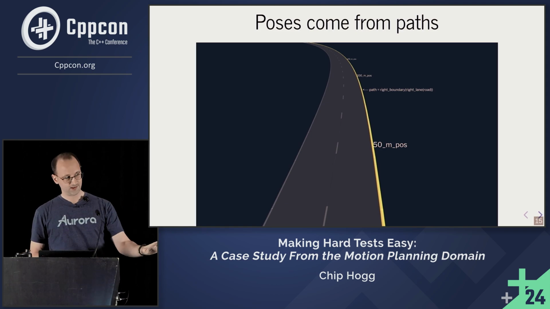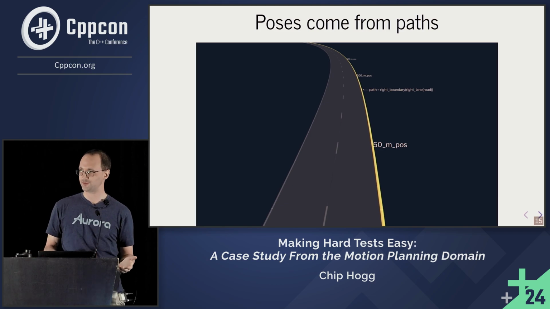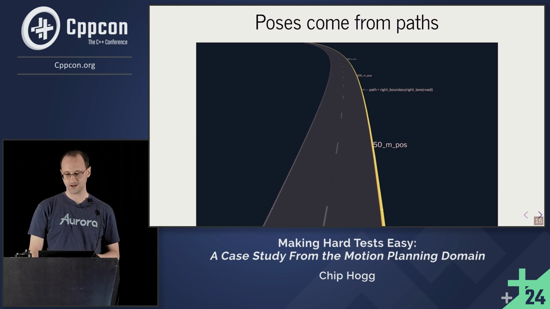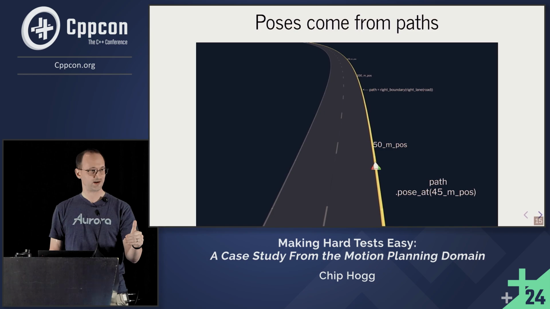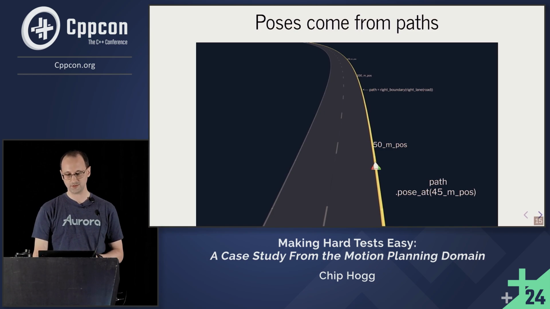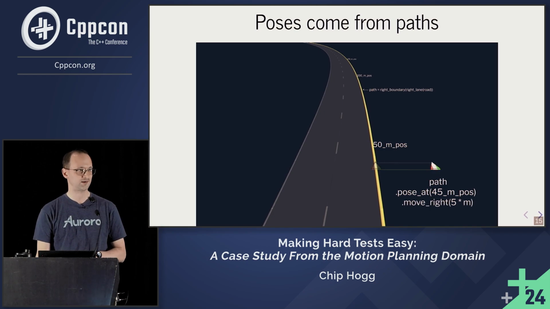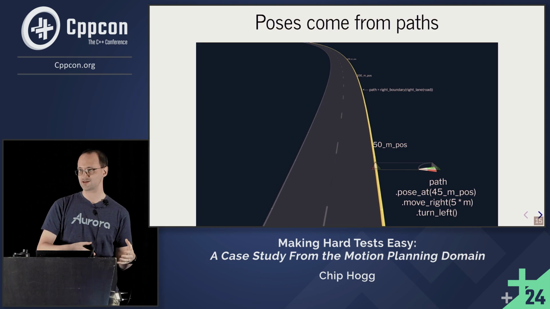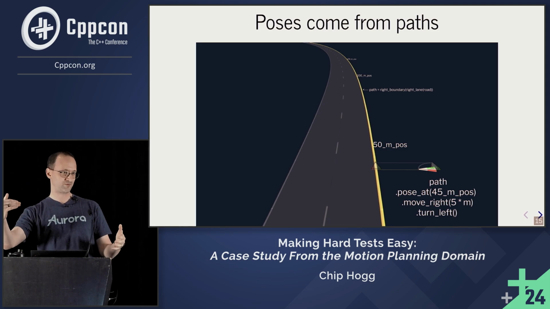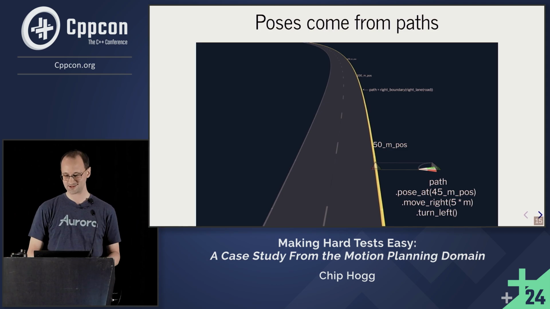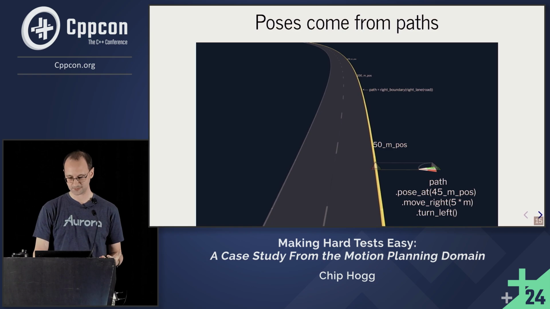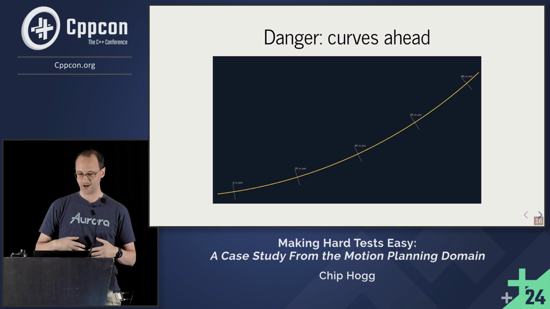So here's a path. It's the right boundary of the right lane of the road. If you give it an along path position, that's going to give you the pose. And then you can move it to where you want. So you can move it to the right, turn it left. That's a readable way to say, this is a pose that's facing the boundary from this distance. So that's a pretty good start.